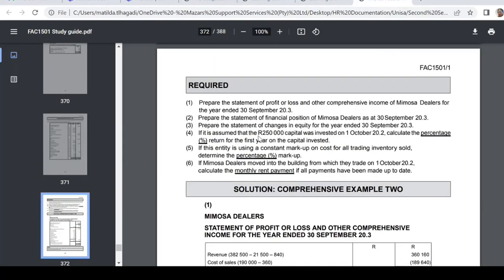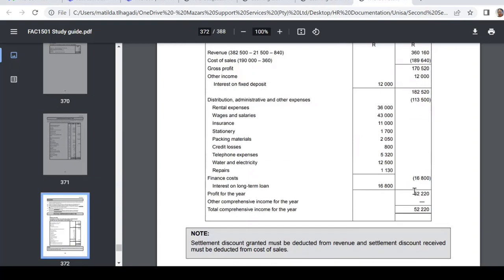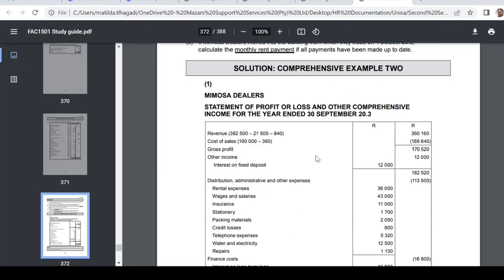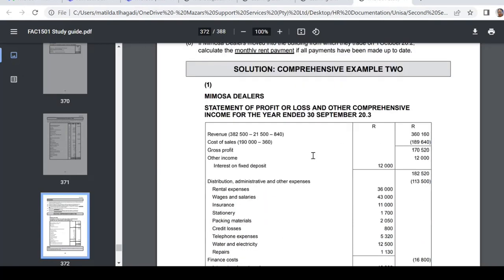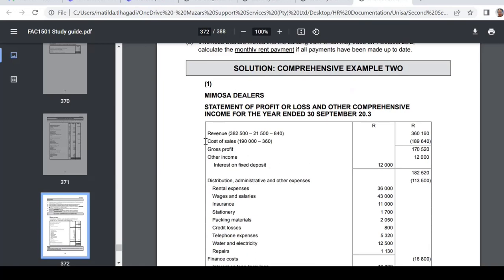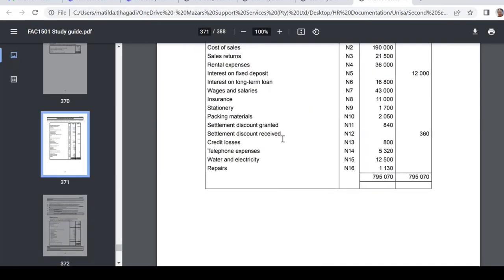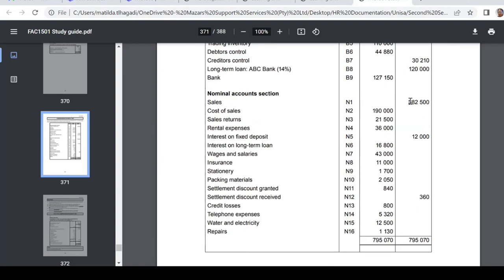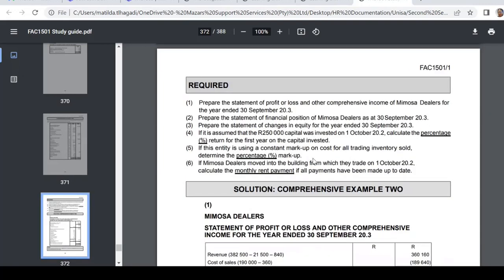All right, let's just check here. Can you see? There it is. So this is the layout of the statement of profit and loss. Can you see? So this is the revenue. How do they get this revenue? So basically they took this plus that. So they took 382,500, 12,000.